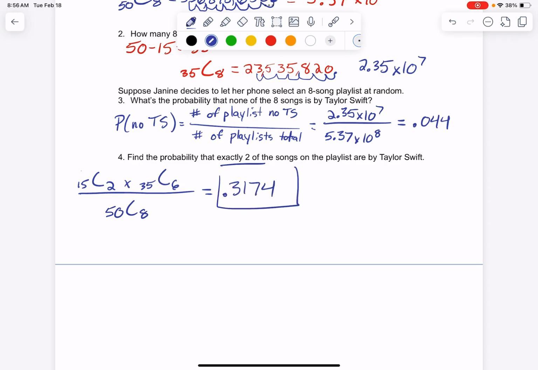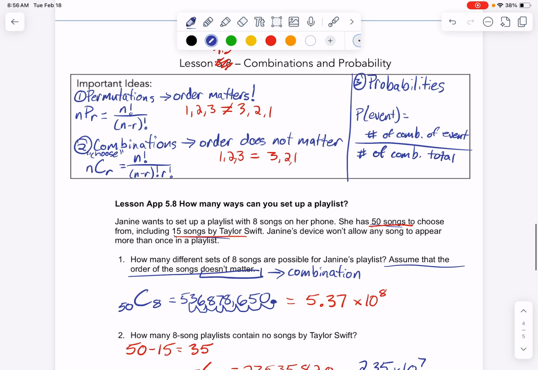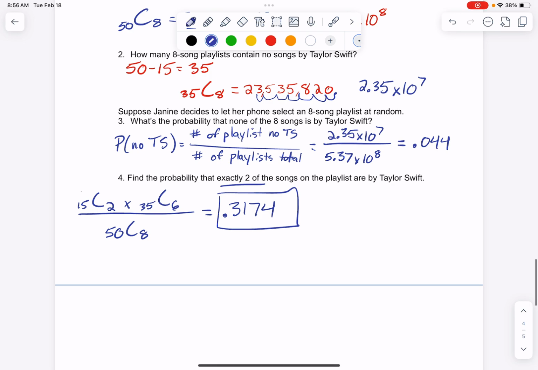All right. This was your lesson number 4.5. This is talking about counting permutations and combinations.